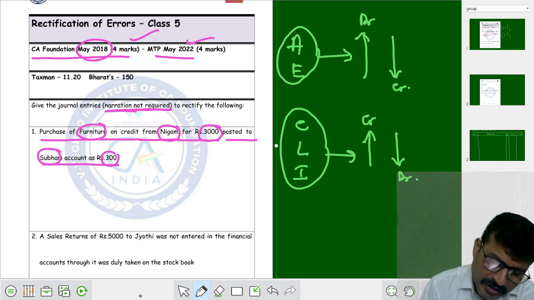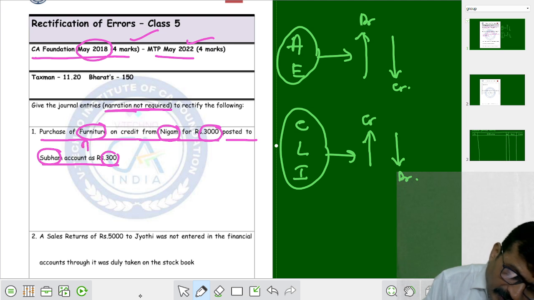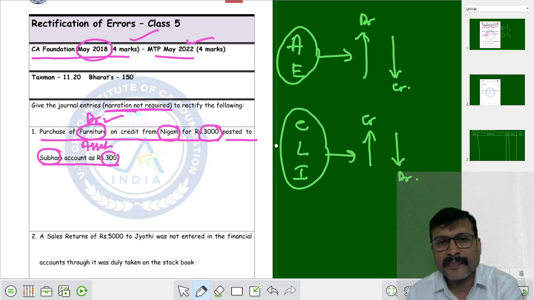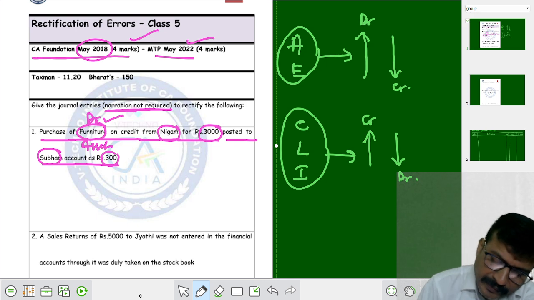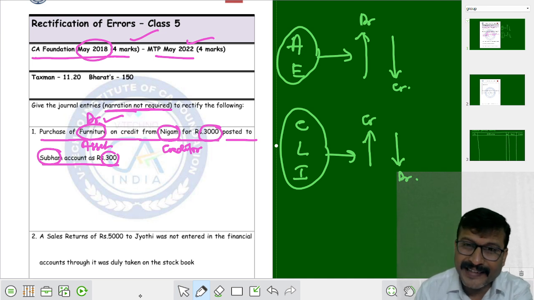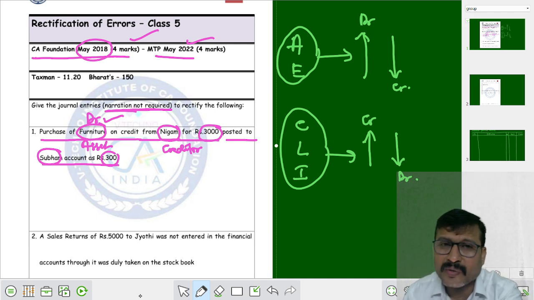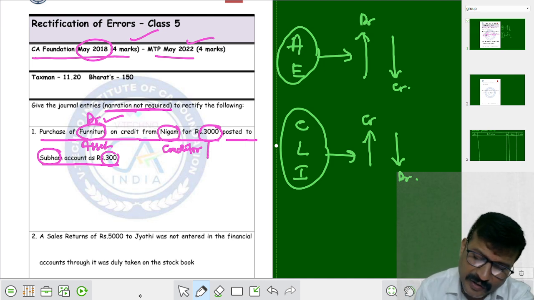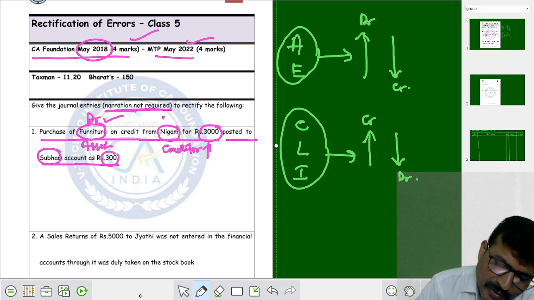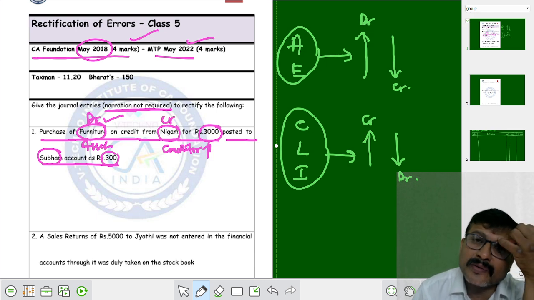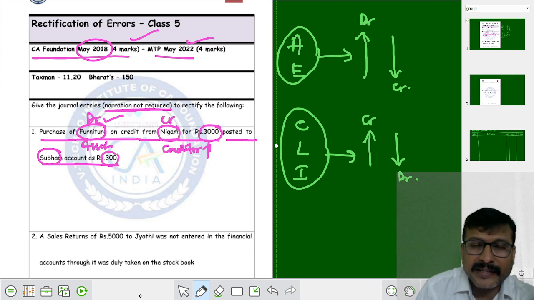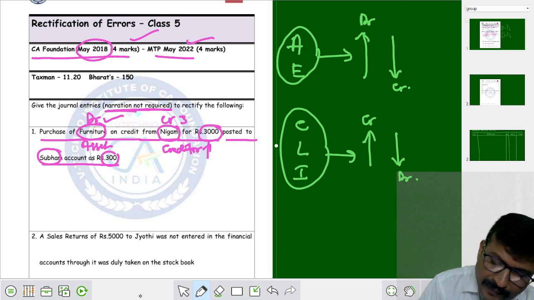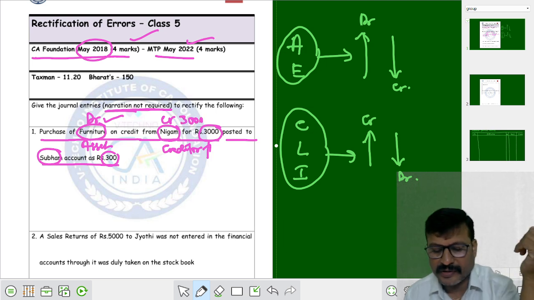Please remember, purchase of furniture, my dear students, furniture means asset. Asset is to be debited as a correct debit. When you purchased furniture from Nigam, who is your Nigam? Nigam is your creditor. Creditor means liability. Whenever you purchased goods or assets on credit, your creditor also increased, right? Increased. What we have to do? Increase the creditor. Credit side Nigam. How much we have to record? We have to record an amount of 3000.